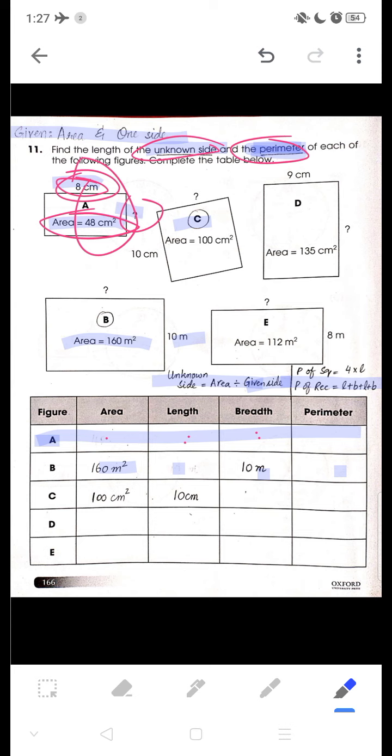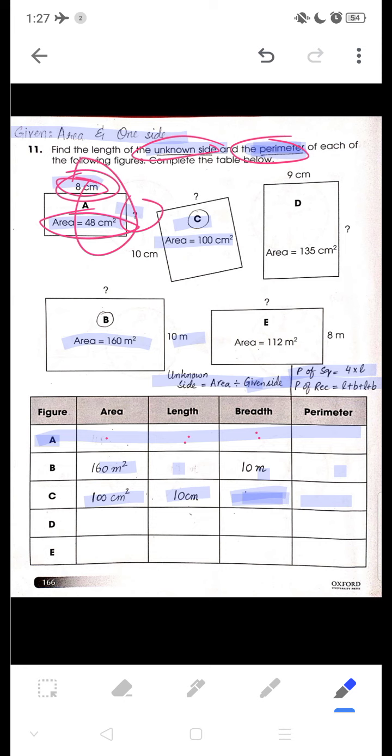Here in figure C, the area is 100 centimeter square. So in a square, length and breadth are the same. So here we can write the length is 10 centimeter, and the breadth will also be 10 centimeter. We do not call it breadth because this is the same. The length is always the same in squares. All four sides are of the same length, but here it is written breadth, so you will write 10 centimeter here as well, and then you will find the perimeter by this formula. You will multiply length by 4.